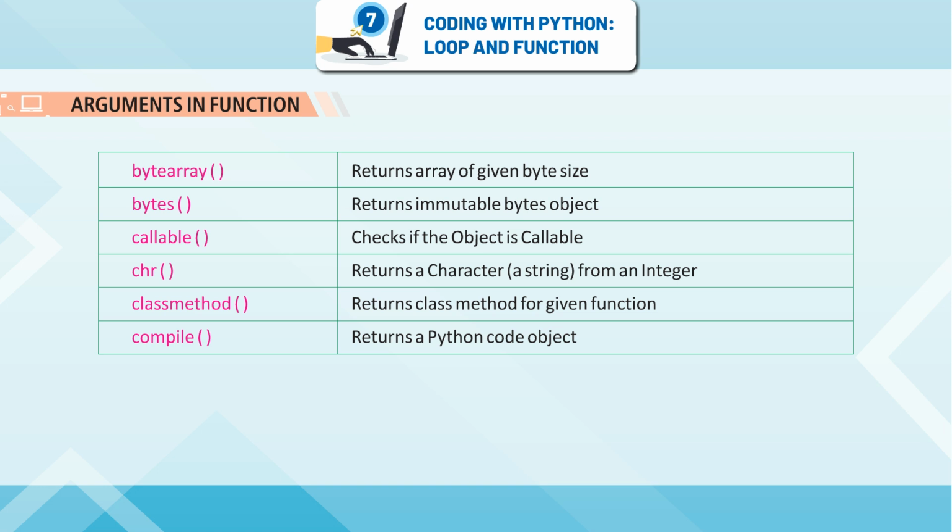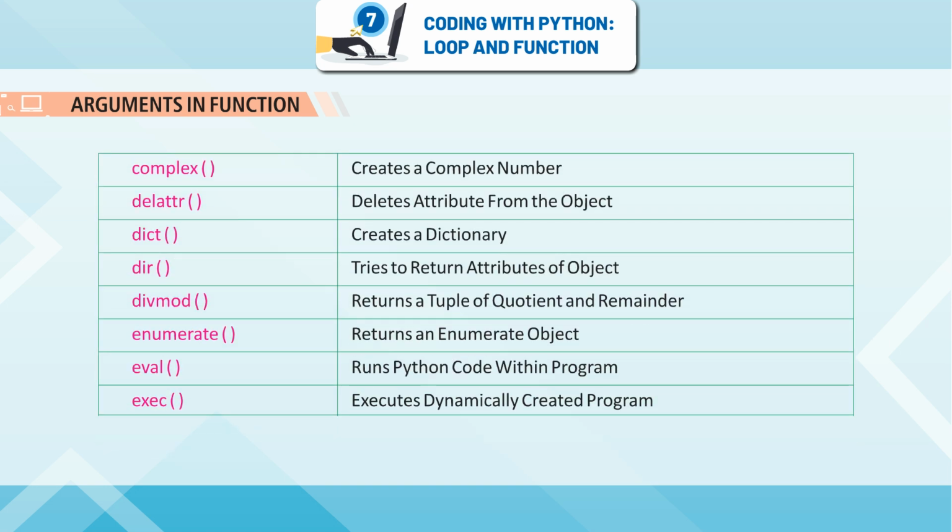chr returns a character, a string, from an integer. classmethod returns a class method for the given function. compile returns a Python code object. complex creates a complex number. delattr deletes an attribute from the object. dict creates a dictionary. dir tries to return the attributes of an object.